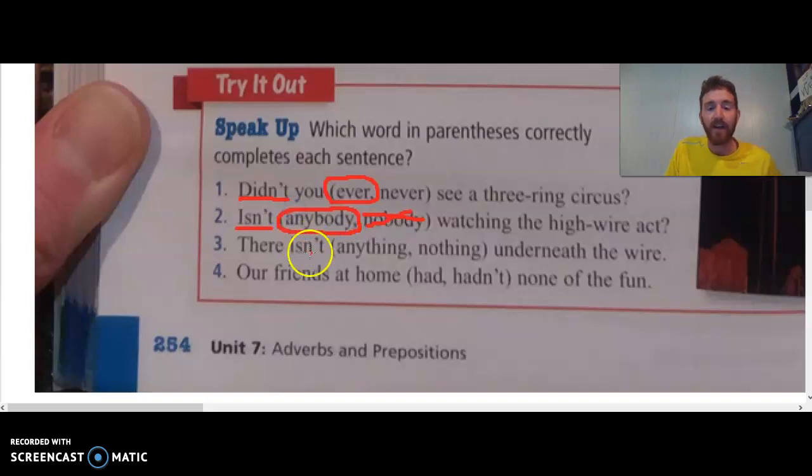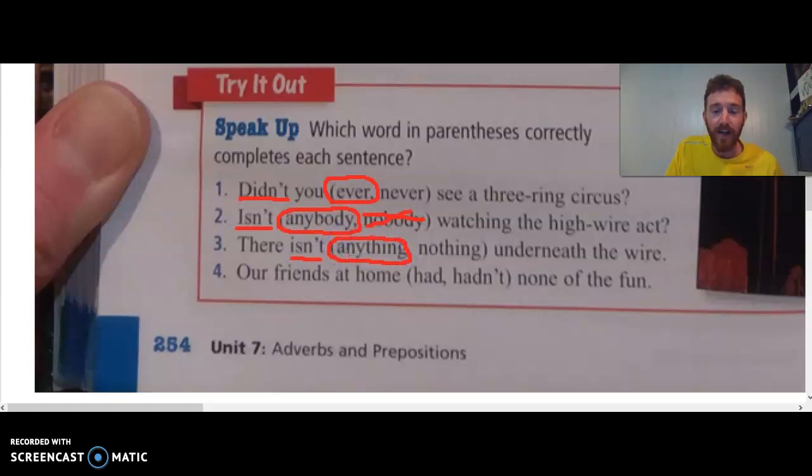Okay. Another one here, there isn't. Here we see another negative. There isn't anything or nothing underneath the wire. So again, we want to avoid another negative. There's already one negative in here. So we want to say there isn't anything underneath the wire. We wouldn't say there isn't nothing underneath the wire. Again, that's not the right way to speak.